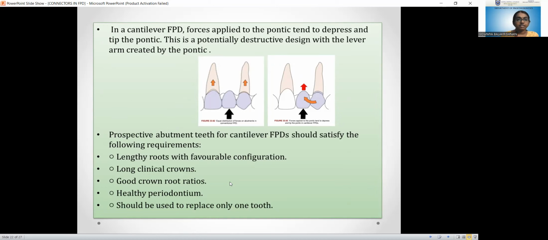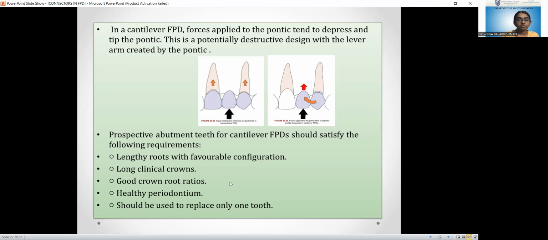So when you select an abutment for a cantilever FPD, the abutment should follow certain requirements. That means the abutment should have a lengthy root with a favorable root configuration. It should have a long clinical crown, and the crown root ratio should be good. It should have a healthy periodontium, and it should be used to replace only one tooth.